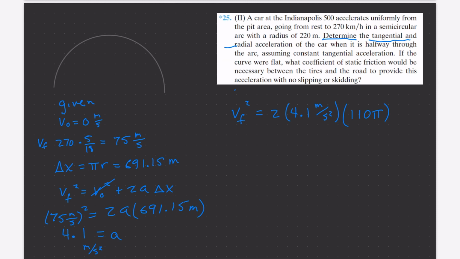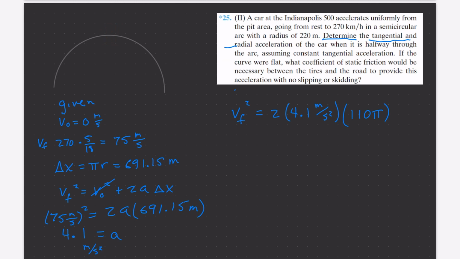And the reason why we need the velocity at that point is because you know that centripetal acceleration is found using velocity and radius. So as soon as we know the velocity at that halfway point in the arc, then we can find centripetal acceleration. When we have centripetal acceleration and tangential acceleration, we're almost done with the problem. So let's go ahead and find that velocity at this middle point in the arc.